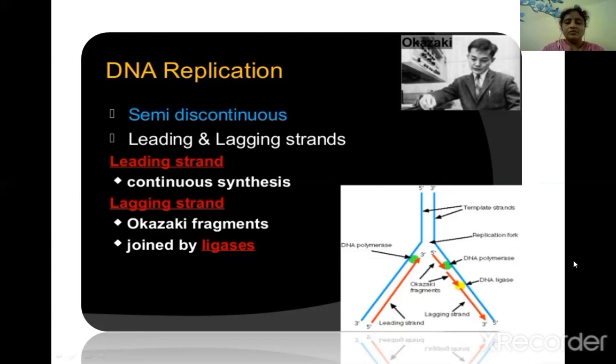Therefore, the mechanism is called the semi-discontinuous mechanism. So, leading strand, remember this one: the leading strand is continuously extended by a single primer. The lagging strand is discontinuously extended by a large number of primers.